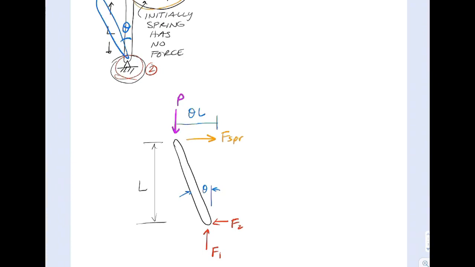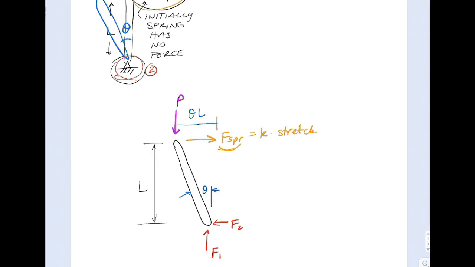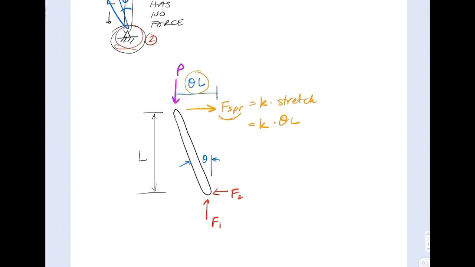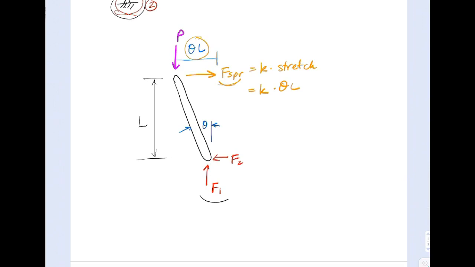Notice that the force in the spring is a restoring force. It's going to be equal to the stiffness times the stretch in the spring. Initially, there is no stretch in the spring, so it has no force in it. So it's going to be K times the stretch, which would be theta times L. So we'll do equilibrium in the deformed configuration, and we can avoid solving for these forces down here by just spinning a moment. So let's go ahead and do that.